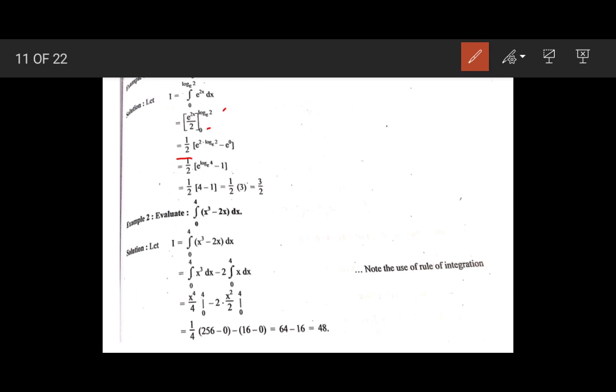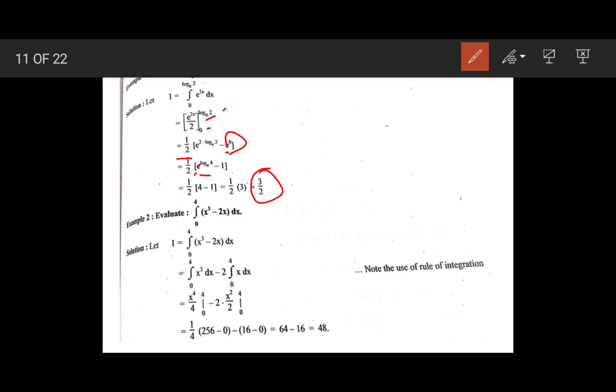Now in place of x we have to put the upper limit, then minus, in place of x we have to put the lower limit. So it will be e raised to 2 log 2 to the base e minus e raised to 0. So that means 1 upon 2, e raised to log 4 to the base e minus e raised to 0, which is 1. Okay, now e and log cancel, so this will be simply 4. So 1 upon 2 into 4 minus 1, so 1 upon 2 into 3. So that is equal to 3 upon 2.